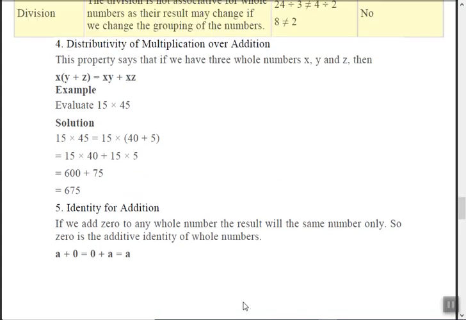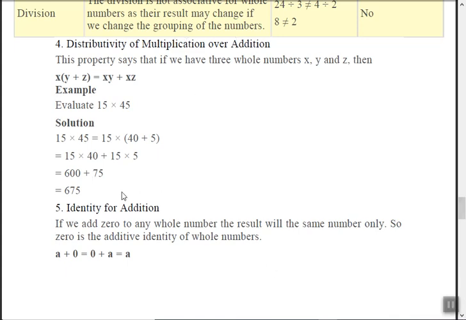Next, see this example, 15 into 45. So 15 into 45 equals 15 into 40 plus 5. So 15 into 40 plus 15 into 5. The answer comes out the same. 45 into 15 is 675, and even if you do this operation, it's 675. That's why distributivity of multiplication over addition holds.